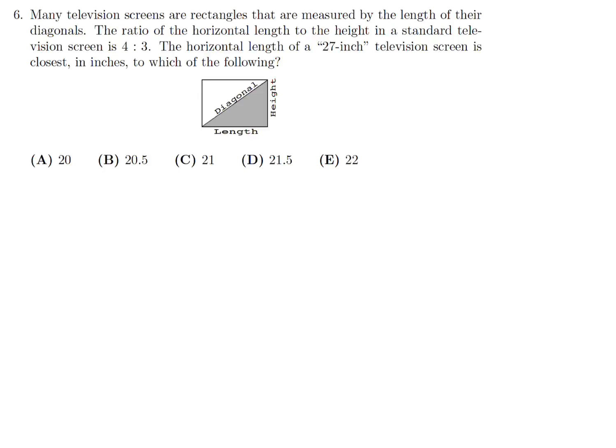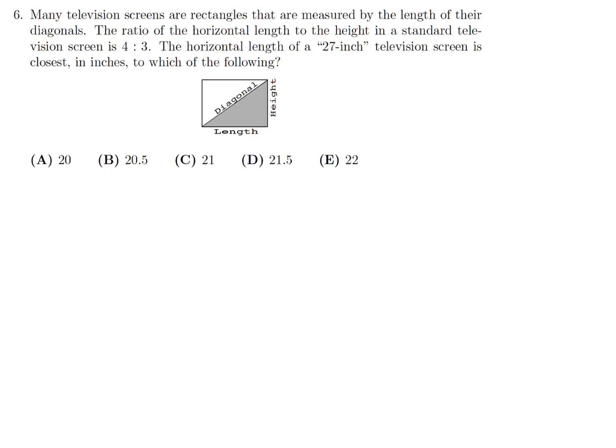Many television screens are rectangles that are measured by the length of their diagonals. The ratio of the horizontal length to the height in standard television is 4:3. The horizontal length of a 27-inch television screen is closest in inches to which of the following?